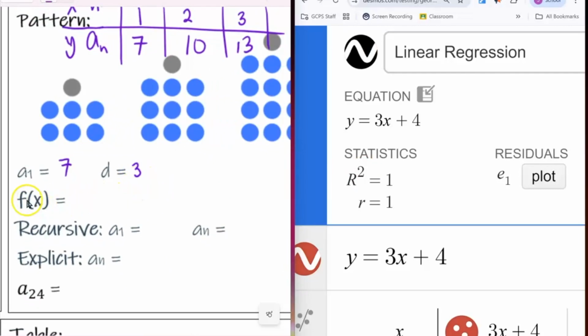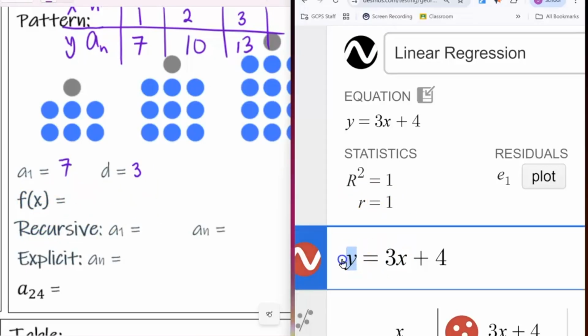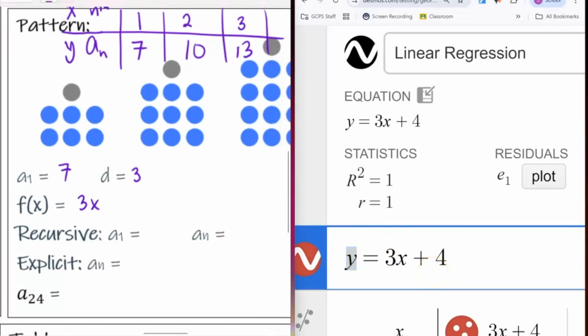Now it's telling me write a function, not an equation, write a function. So instead of y, I'm just going to write f of x. So f of x is equal to 3x plus 4. That is my function.